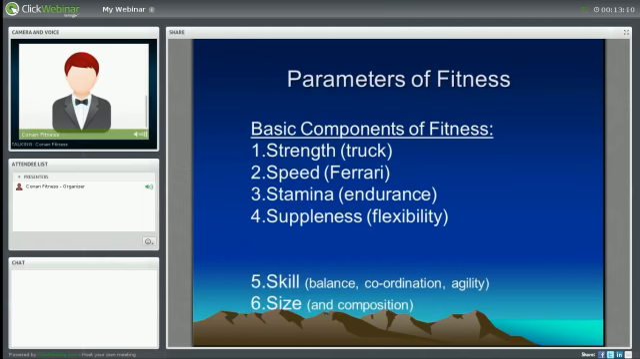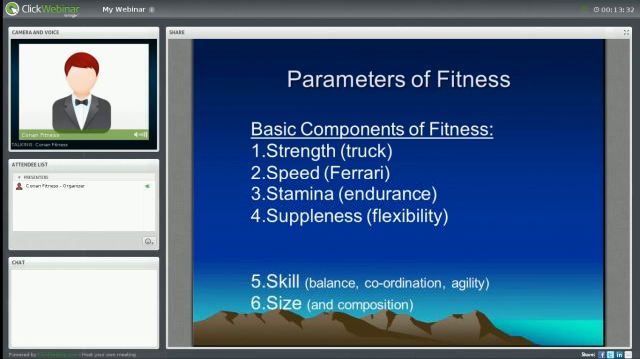Now let's get into the parameters of fitness, or what some people call the components of fitness. You see there the four basic components of fitness. These are the four that most people talk about when we're talking fitness, and we call them the S's. Just for simplicity, we start them all with an S. The first four are strength, speed, stamina, and suppleness.